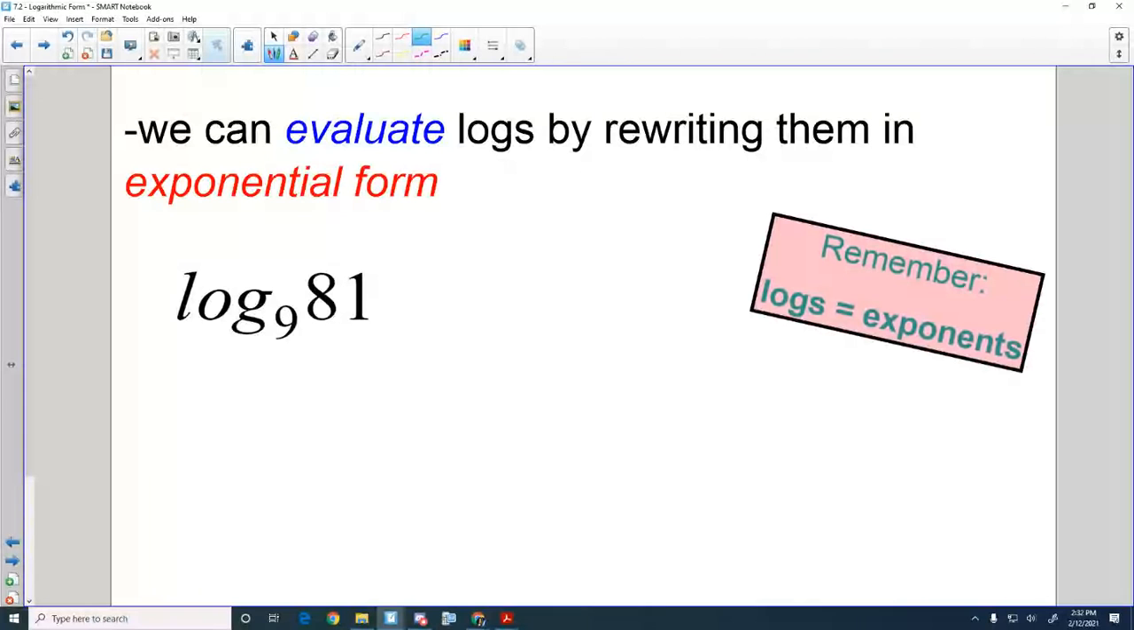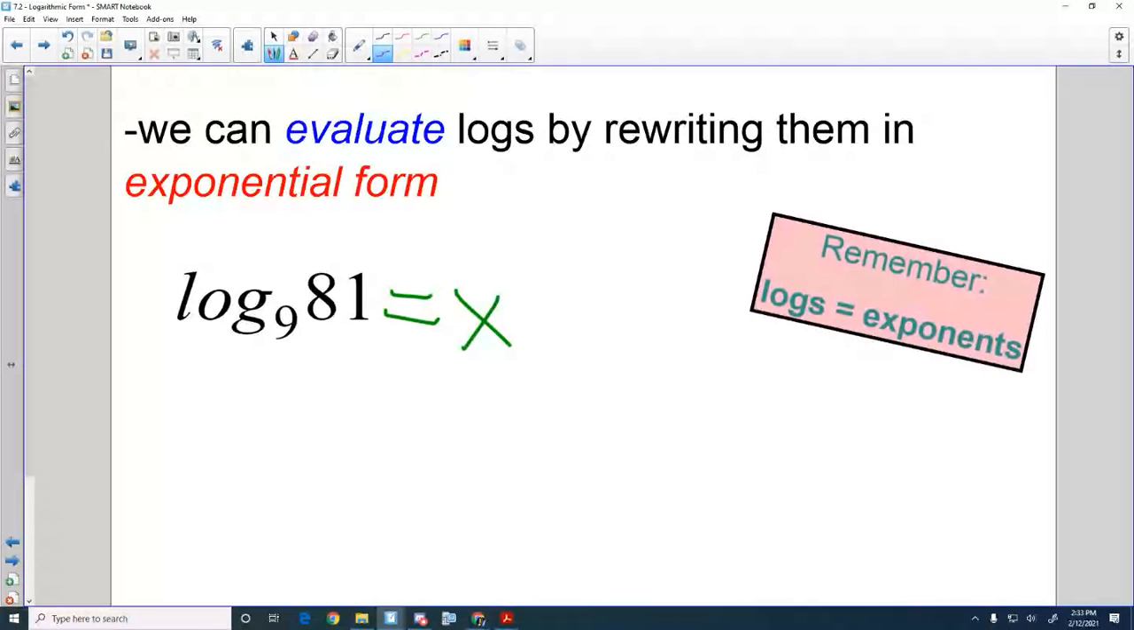So if you ever see a question like this, evaluate the log, what really helps is to think, okay, well, this equals some exponent. I don't know what that exponent is, so let's just set it equal to x for now. Log base 9 of 81, I'm not sure what it is, but let's set it equal to x. From here, rewrite it in exponential form, and watch what happens.